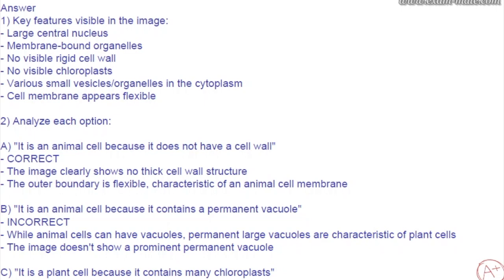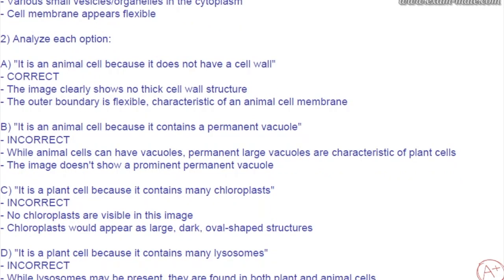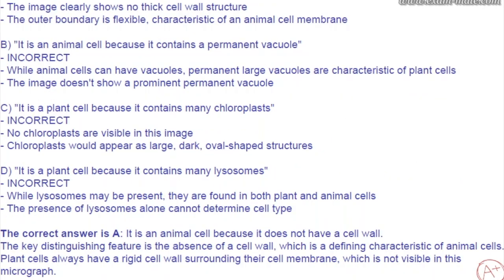Two. Analyze each option. A. It is an animal cell because it does not have a cell wall. Correct. The image clearly shows no thick cell wall structure. The outer boundary is flexible, characteristic of an animal cell membrane. B. It is an animal cell because it contains a permanent vacuole. Incorrect. While animal cells can have vacuoles, permanent large vacuoles are characteristic of plant cells. The image doesn't show a prominent permanent vacuole.